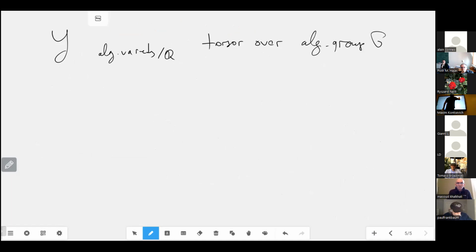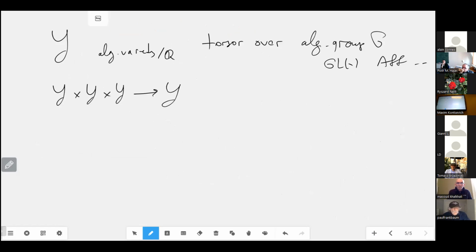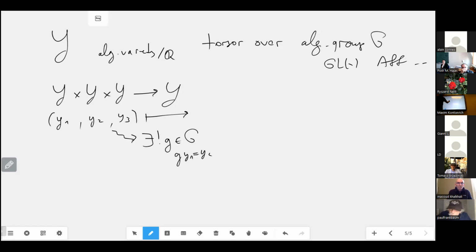If you have some variety Y, let's say an algebraic variety over Q, which is a torsor over some algebraic group, like GLn or affine transformations, whatever, some group G. Then you get a map from Y cross Y to itself. Namely, if you have three points, Y1, Y2, Y3, then there exists a unique element g of the group G such that g Y1 is equal to Y2. And then you map it to g Y3.